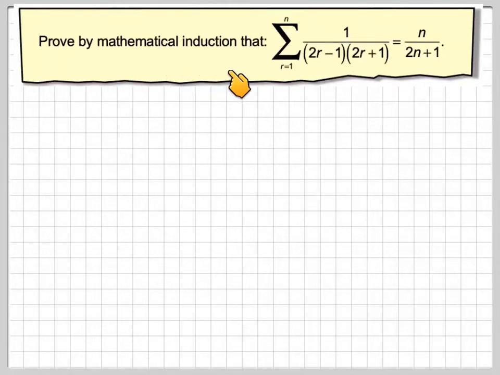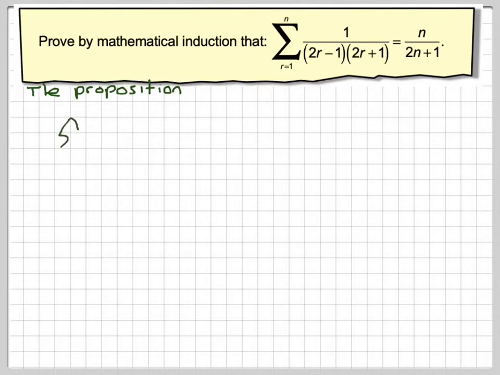Prove by mathematical induction that the sum from r = 1 to n of 1 over (2r minus 1)(2r plus 1) is equal to n over 2n plus 1. Okay, so it's very similar to the previous video, but just maybe a bit more difficult.